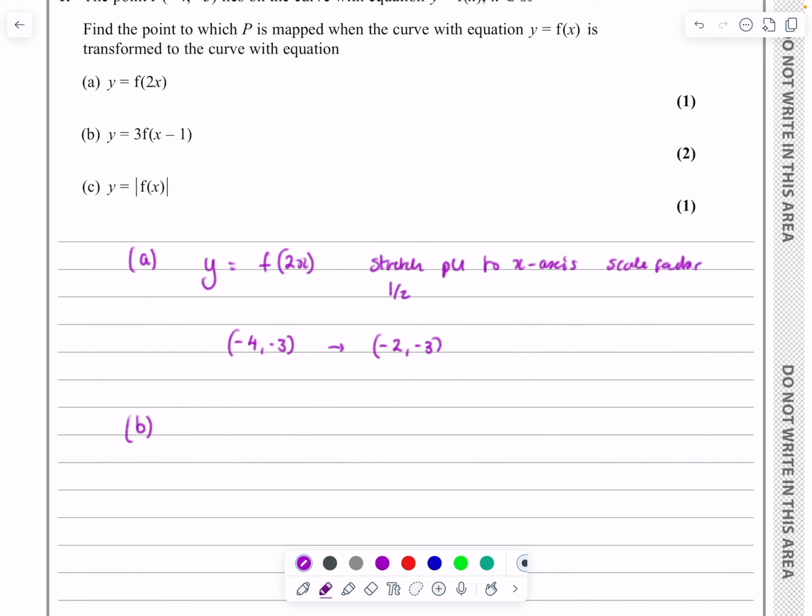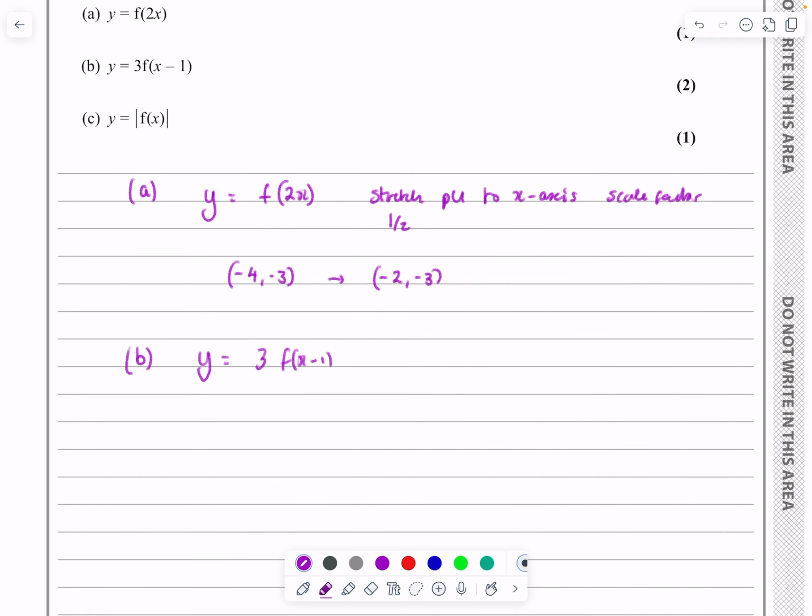Part B, we've got y equals 3 lots of f(x) minus 1. So there's two different transformations there. Let's do each one separately. The first one is f(x) minus 1. So f(x) minus 1 is a translation, and it's a translation (1, 0). This is going to move the graph 1 unit to the right on the x-axis. So at that point there, (-4, -3) would move over and become (-3, -3).